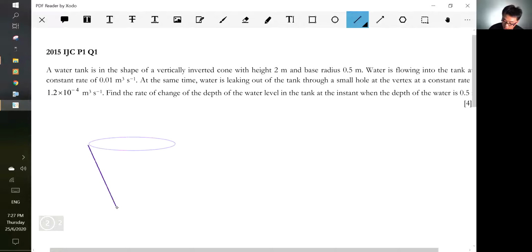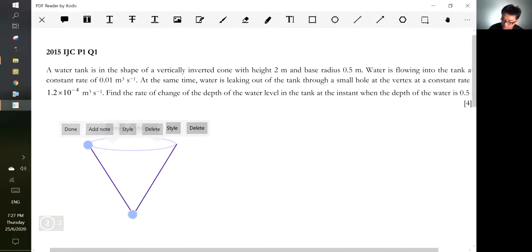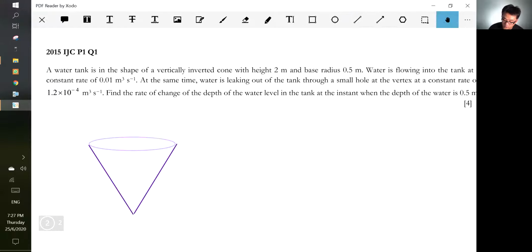This one is too mainstream for this kind of question, where it's vertically inverted. When you're nearing the prelims, we will do another type where it's the other way around, the upright one. That one is more fun. This one is not so difficult.